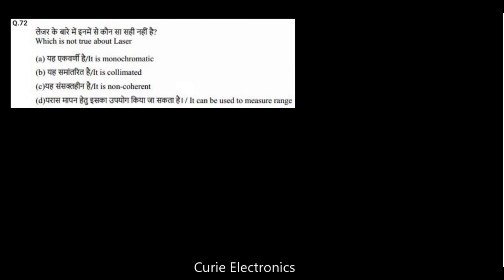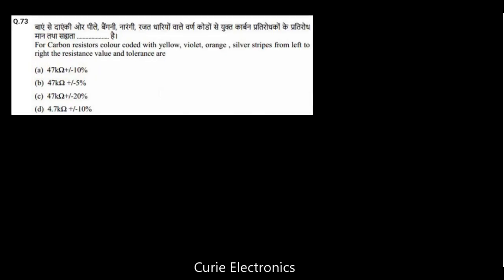Which is not true about laser? Option C, laser light is coherent and monochromatic and can be used to measure range. Collimated, I don't know the meaning of collimated. I was knowing, I forgot. Question 73.